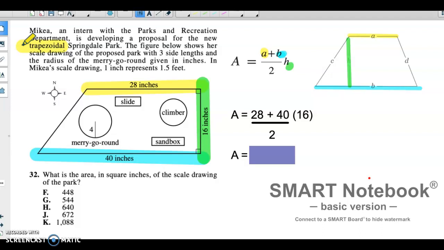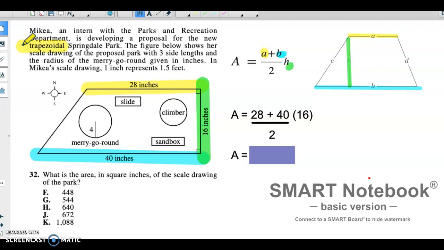The figure below shows her scale drawing of the proposed park with 3 side lengths and the radius of the merry-go-round given in inches. In Micah's scale drawing, 1 inch represents 1.5 feet. So that is also important because we might have to do some conversions with our answers. Now the question actually says, what is the area in square inches of the scale drawing of the park?